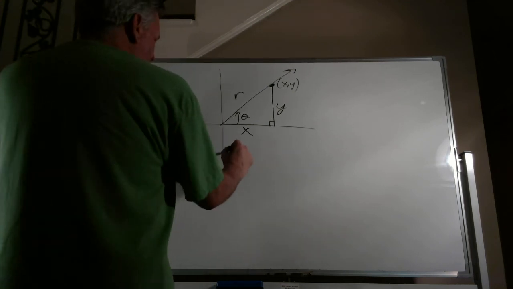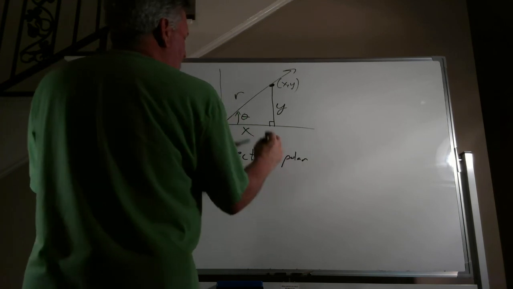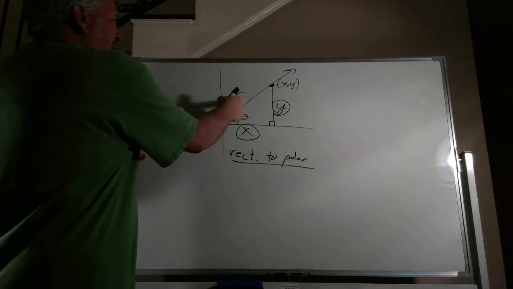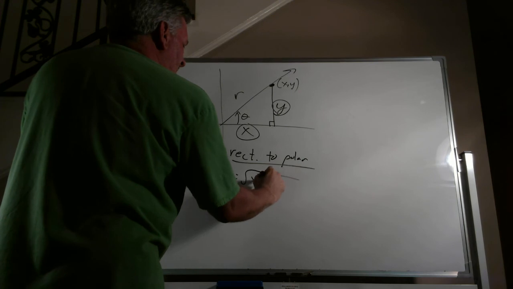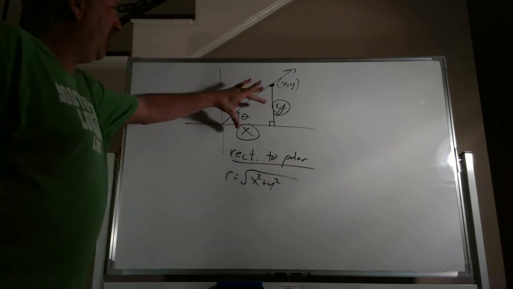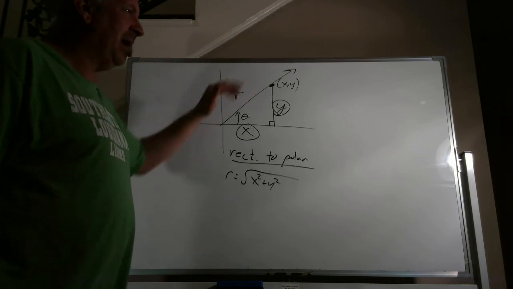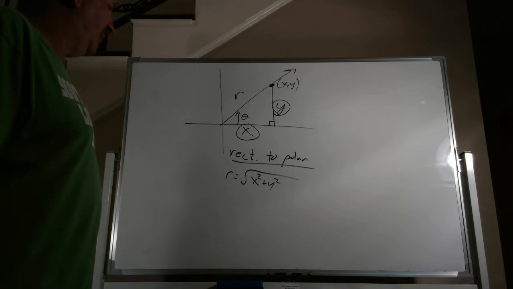So suppose I had rectangular, and I wanted to go to polar. So suppose you knew x and y, and you wanted to find r and theta. Well, how do you find r? We know how to find r, right? Remember, r was the square root of x squared plus y squared. So if you know x and y, we already know how to get r. And again, I'm thinking of r as being positive here. Remember, you can either make r positive or negative, so here I'm just making r positive, right?